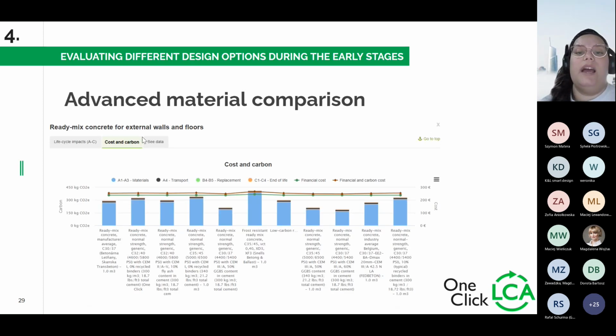And of course, compare the materials as much as you can. So we have here the advanced material comparison that compares the materials with both their emissions from the life cycle stages to also their financial cost and the financial cost and carbon cost put together. So this is also a great way to find the materials that you would like to work with. And not only this, but also to justify the choices of the materials that you would be specifying to the project.